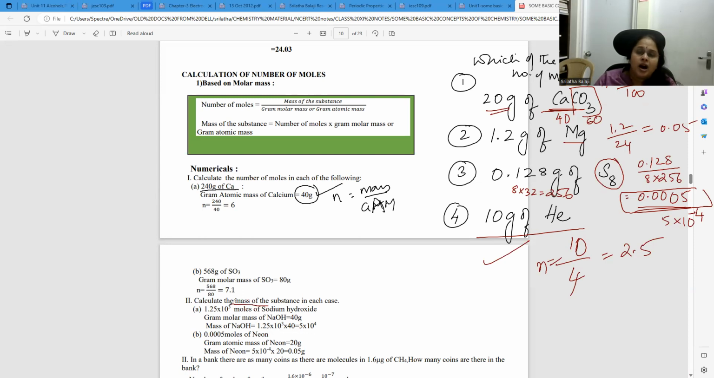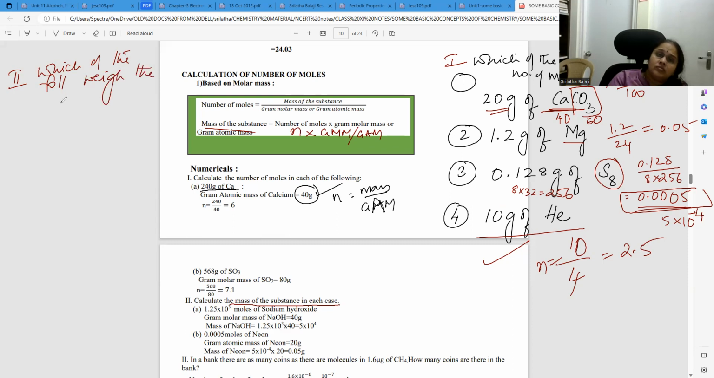Next, calculation of mass using moles. If moles are given, how will you calculate mass? This is the second category. So mass is given as what? Number of moles multiplied by gram molar mass or gram atomic mass. Got it? I will give a similar question. Which of the following weighs the least? While solving this, you can finally give the answer.